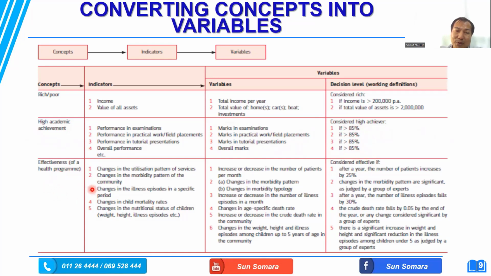Effectiveness of a health program, for example. It can be change in the utilization pattern of service, mobility pattern of the community, the change in the illness episodes in a specific period, change in child mortality rates, change in the nutrition of children with illness episodes, etc. I'm not going to read all of it, but you can see more. This is a good example, I can say.